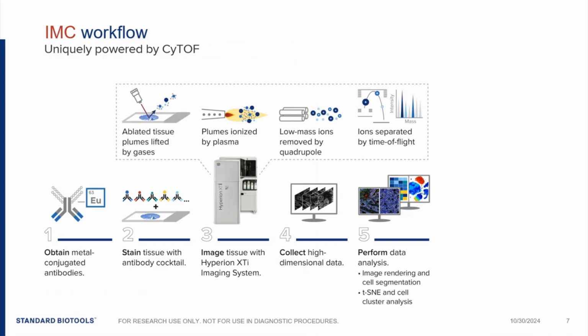Within the instrument, a laser beam ablates the tissue, sending the tissue and the antibodies to be ionized with plasma. Next, low mass ions are removed, and the remaining ions are separated by time of flight and identified. So essentially, we're identifying the metal isotopes that are present within the tissue where the laser beam was on the tissue slide itself. Then we're digitally creating the tissue image pixel by pixel.